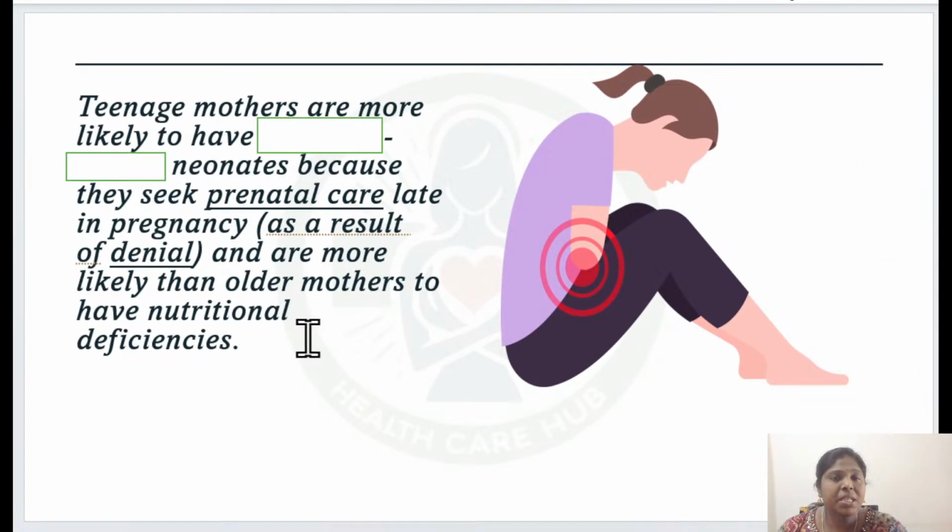Teenage mothers are more likely to have dash neonates because they seek prenatal care late in pregnancy as a result of denial, and are more likely than older mothers to have nutritional deficiency.